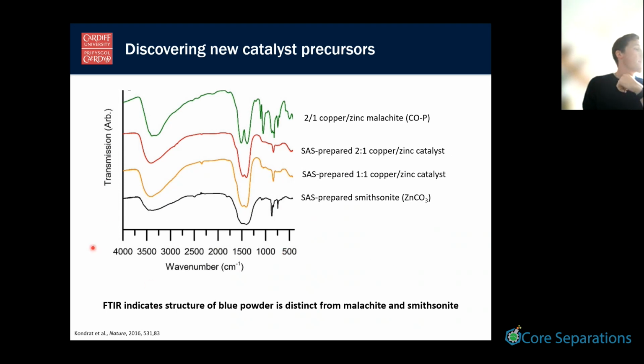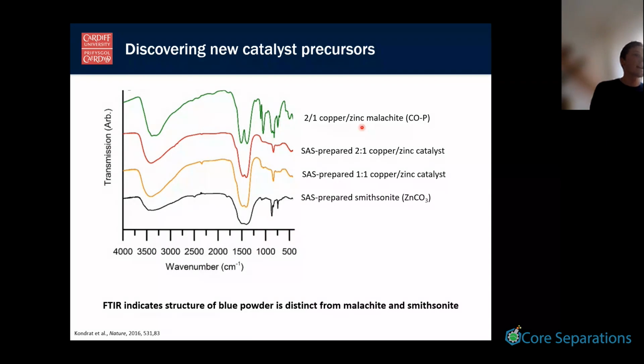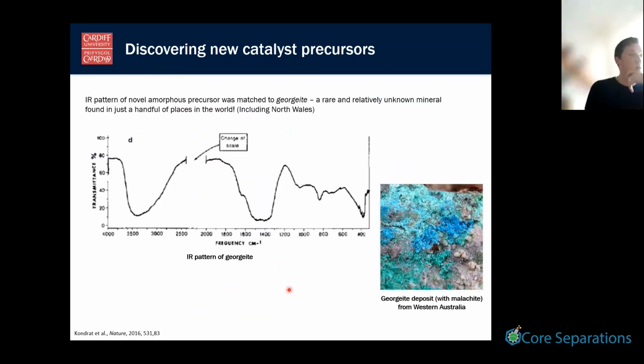So on this slide, I have a series of infrared spectra. We have at the top our standard malachite catalyst. At the bottom, we have a SAS-prepared smithsonite zinc carbonate sample. And the two in the middle are our novel unknown catalyst precursors that we formed. Hopefully you can see visually that there are quite clear differences. And so we weren't able to confirm the presence of any malachite phase or smithsonite phases. But with some careful scanning of the literature, we were able to match this pattern to something called georgite.